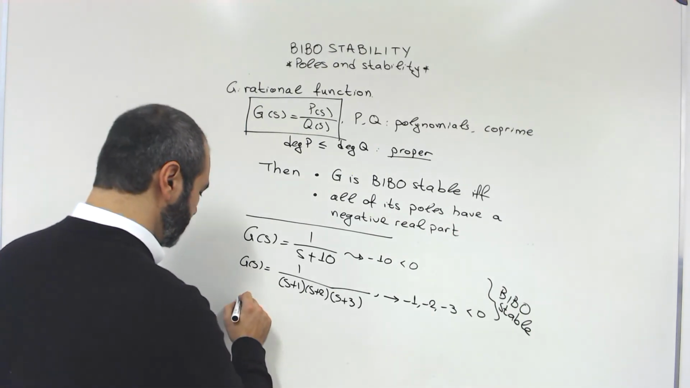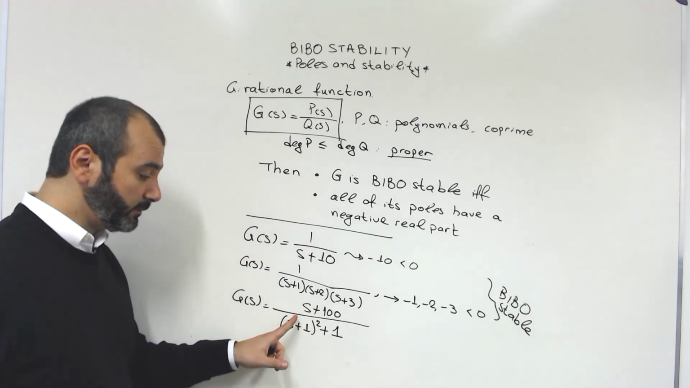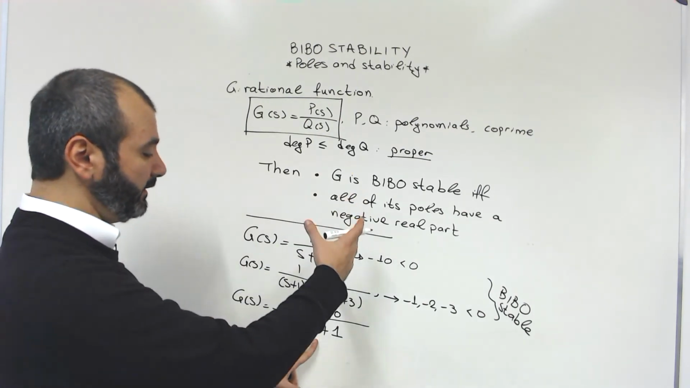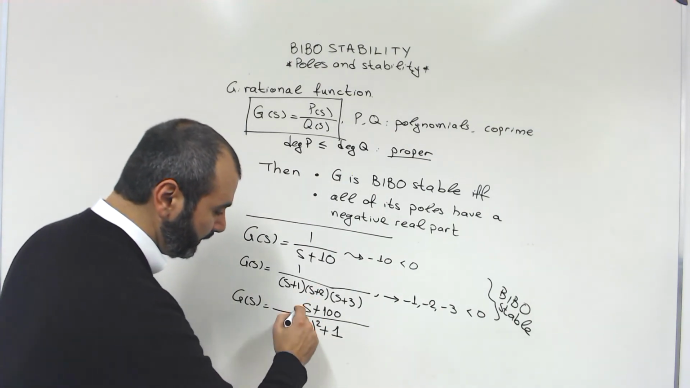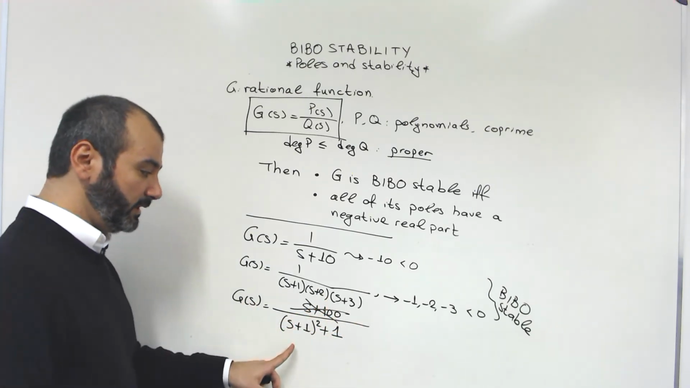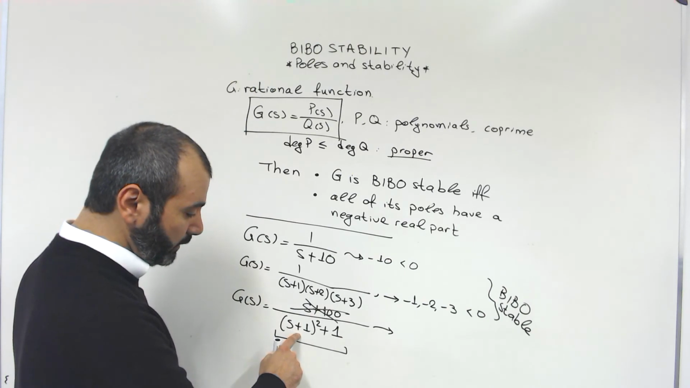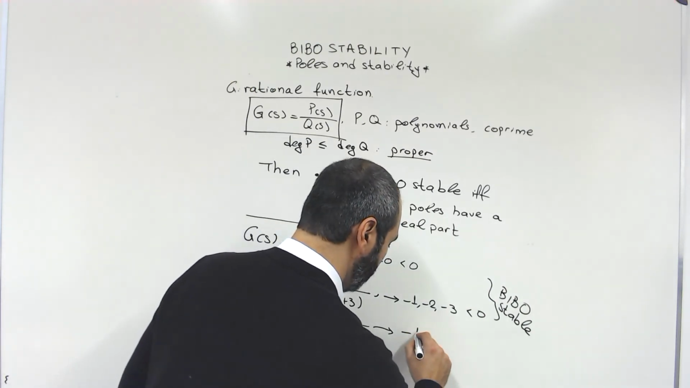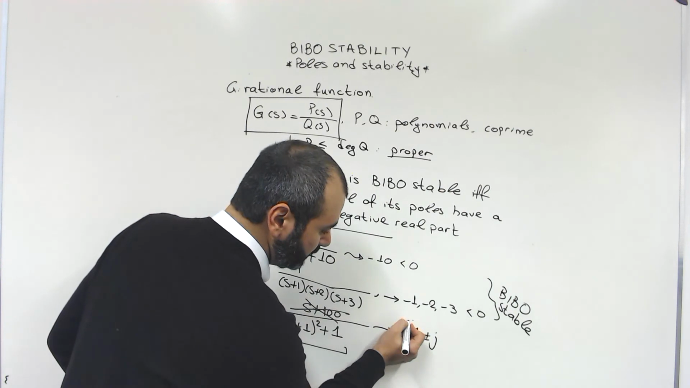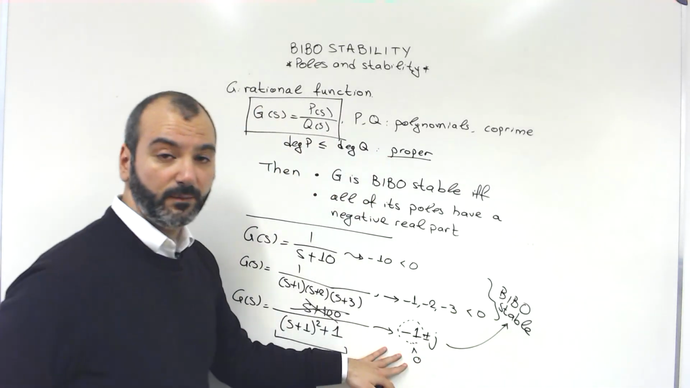Let's have a look at this following example. This is a proper transfer function. The degree of the numerator does not exceed that of the denominator. So we can apply the theorem. Let's check the poles. We don't care about the numerator. It is not relevant for the stability of the transfer function. We will just focus on the denominator, this one. What poles do we have here? We have -1 plus minus j. What is the real part here? It is -1, which is negative. Therefore, this is also BIBO stable.